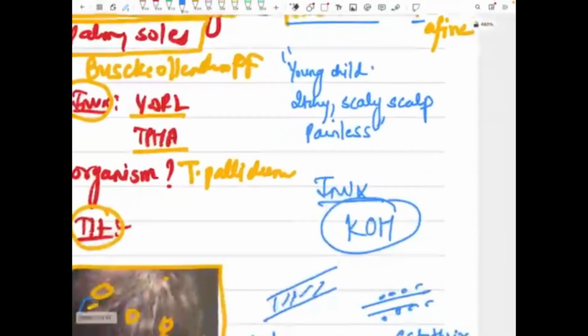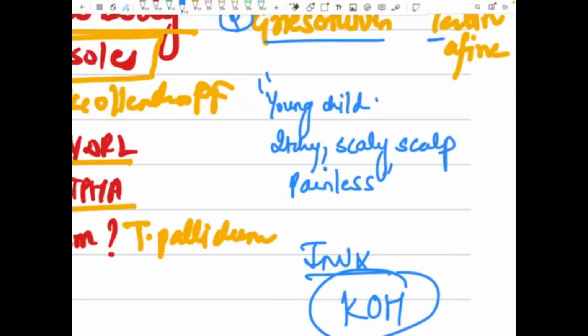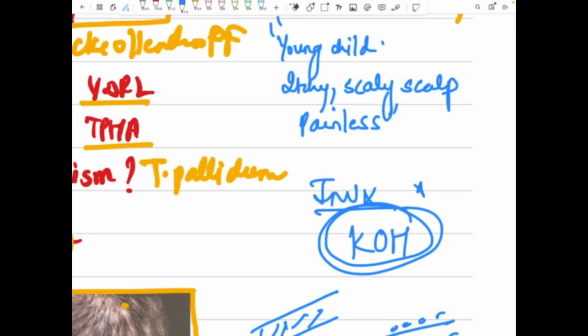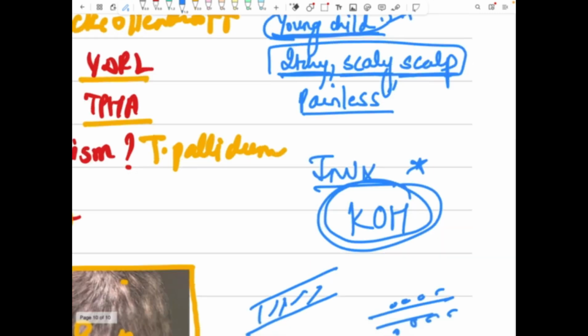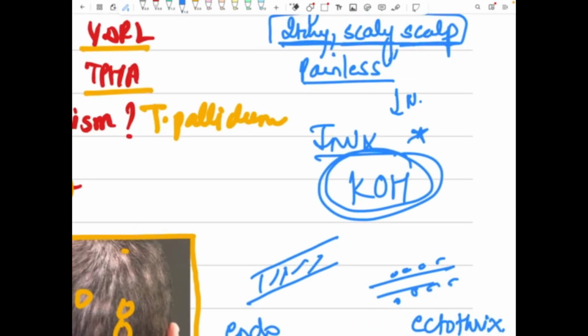What is the next step? You do KOH. What is the clinical presentation? They usually say a young child. The young child has these patches of alopecia and they are itchy, with scales over the scalp. In none of the other conditions we saw scales. So it will be itchy and scaling, usually in a young child, and it is a painless condition. What investigation do you do next?